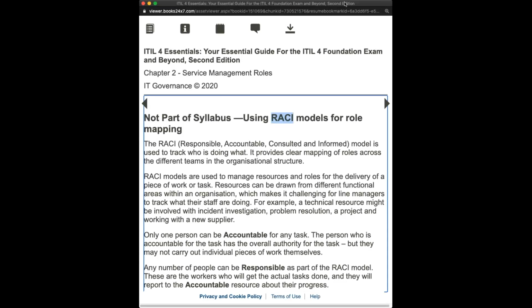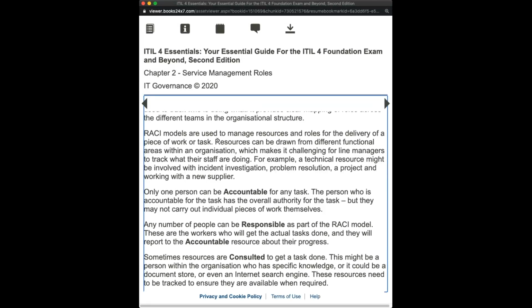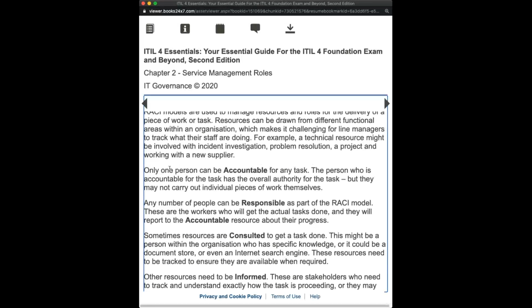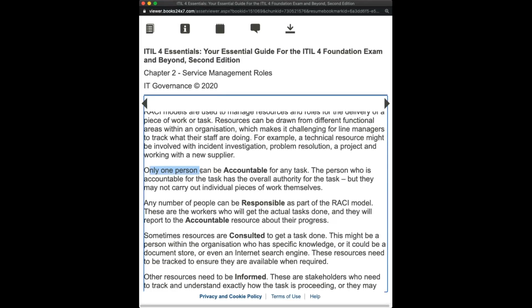Okay, RACI models. We can skip some of these and just mention the important parts. Only one person can be accountable for any task. They have the overall authority for the task, but they cannot carry out the work.